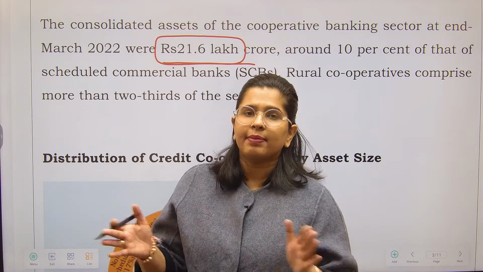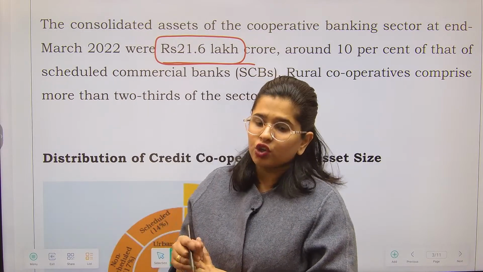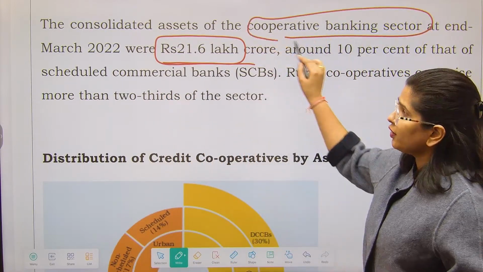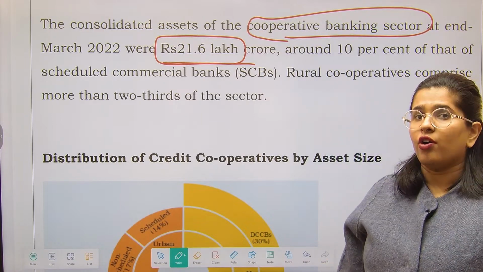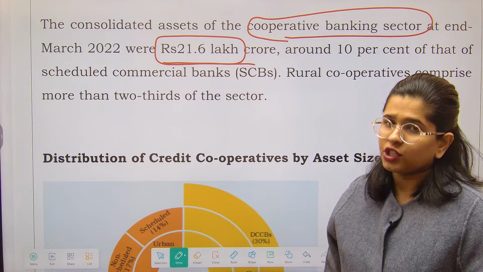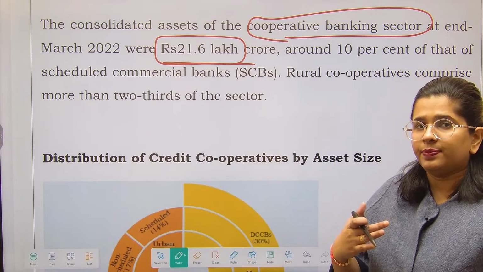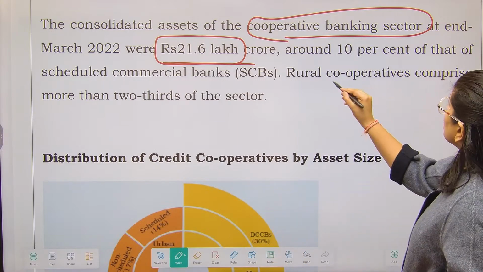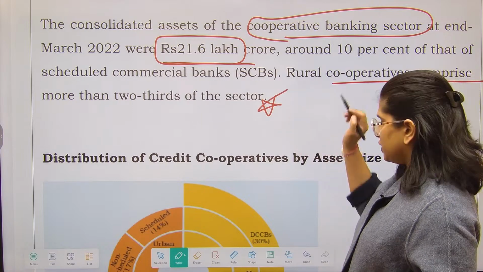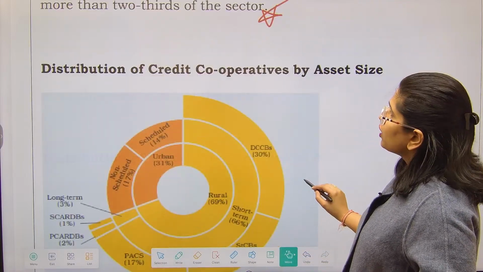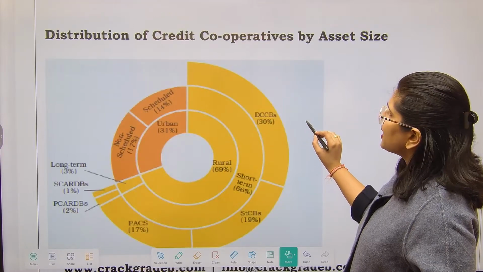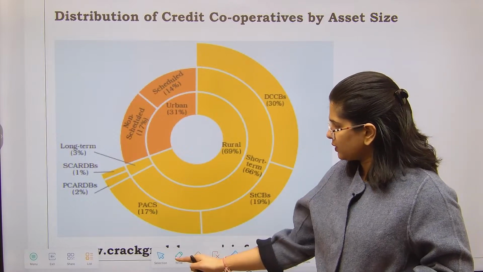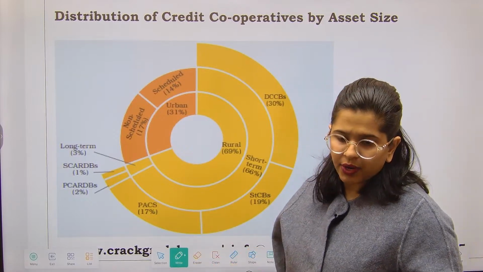ठीक है, दोनों का एक side by side comparison is something that you have. So the asset size of cooperative banks is just 10% of the asset size of scheduled commercial banks. So you can just gauge the broad asset size of scheduled commercial banks versus the cooperative banks. Rural cooperatives comprise more than 2/3 of this particular sector. So this is what I am talking about. So this is distribution of credit cooperatives by the asset size. ठीक है, किसके पास कितनी asset है उस हिसाब से हम बात कर रहे हैं. Look at this particular diagram very carefully. This is going to give you an idea.